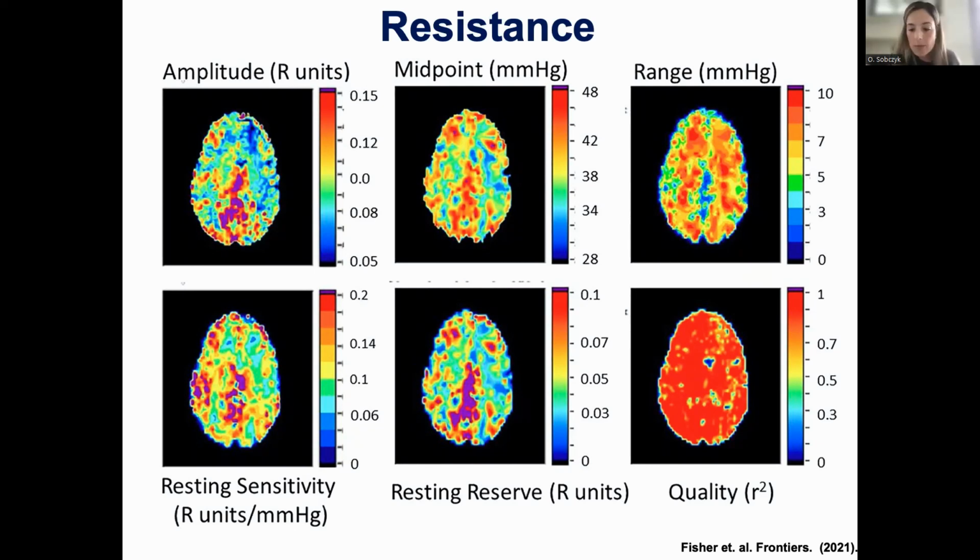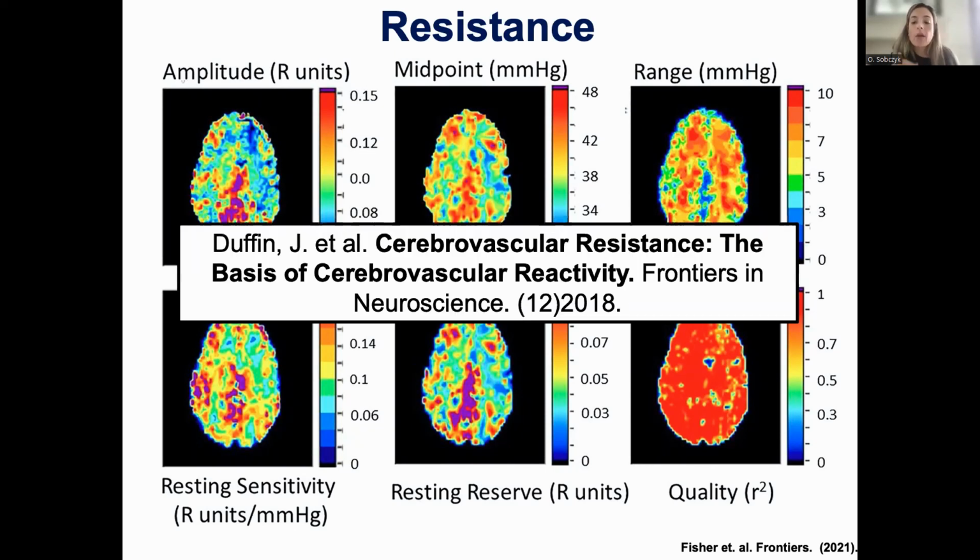For sake of time, and because I could never explain resistance modeling in a way that would do it justice, for more information regarding this methodology I refer you to this publication, written by the creator of the resistance modeling, Dr. James Duffin. You can also email me and I can put you in contact with Dr. Duffin, who always welcomes people using his model and discussing resistance with them.